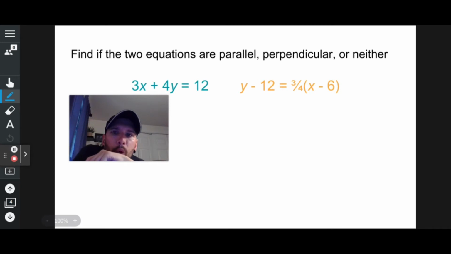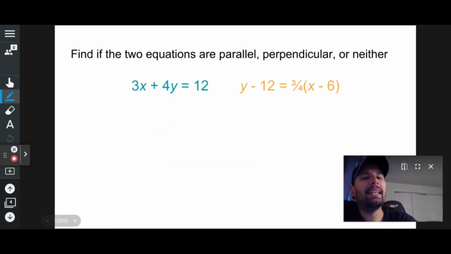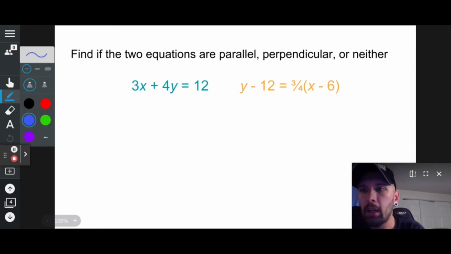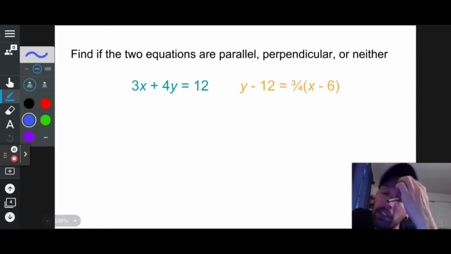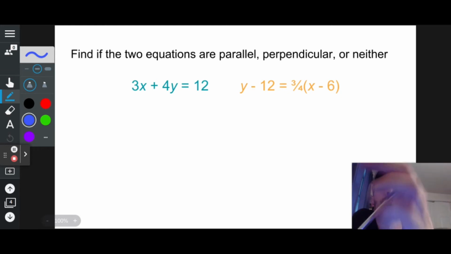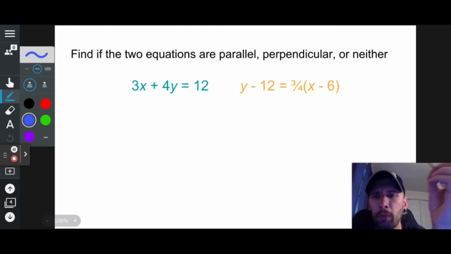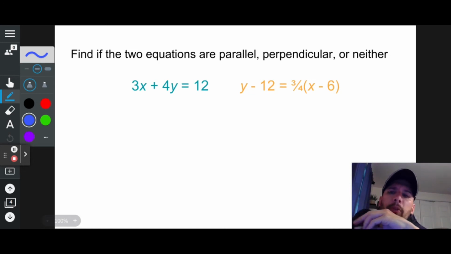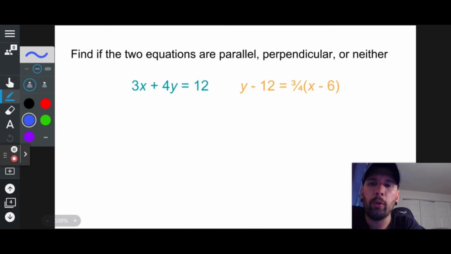Find if the two equations are parallel, perpendicular, or neither. Okay, I can do this. In a previous episode, I used standard form to find the slope, but what I'm going to do to find the slope for this blue guy is I'm just going to solve for y like I normally would.